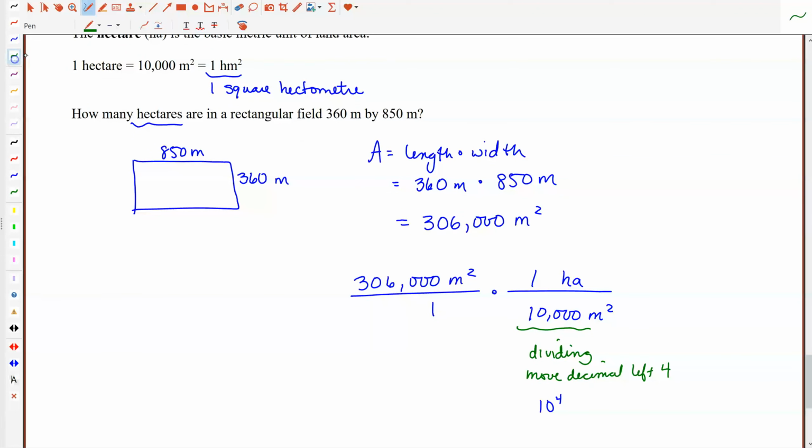So if I take my 306,000 and I move my decimal point 1, 2, 3, 4, that's where my decimal point needs to be for my final answer, between the 0 and the 6. So this is 30.6, and then my units are hectares. All right, very good. So now we've explored looking at some area conversions in the metric system.